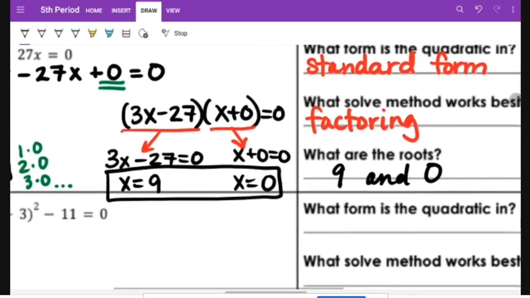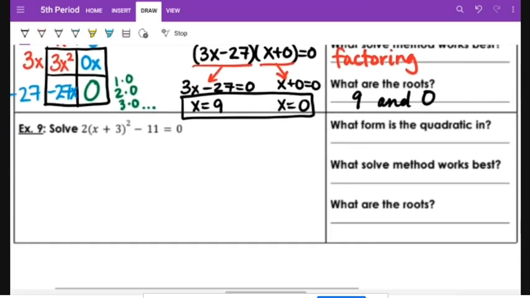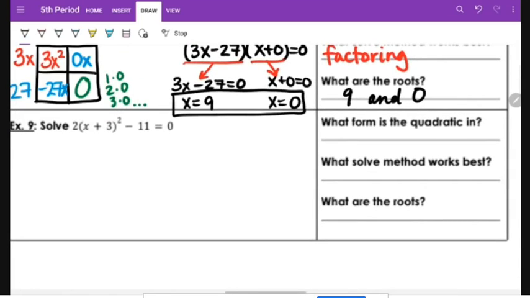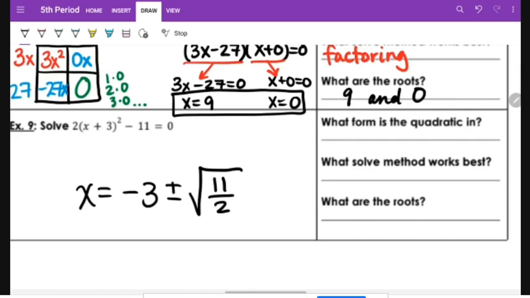We are out of time, so we are not going to get to the last example, but real quick, here's what you should end up with. X equals negative 3 plus or minus the square root of 11 halves.